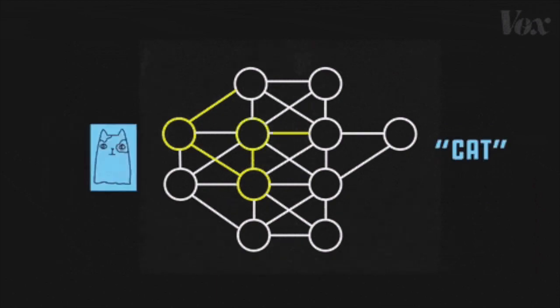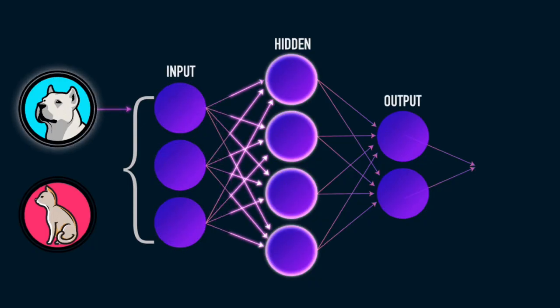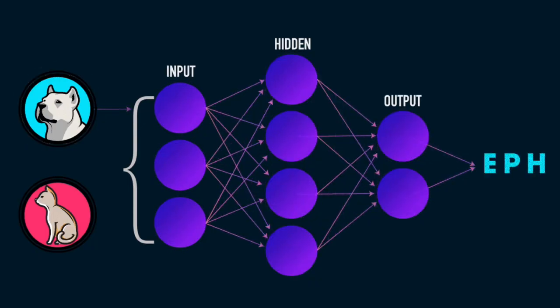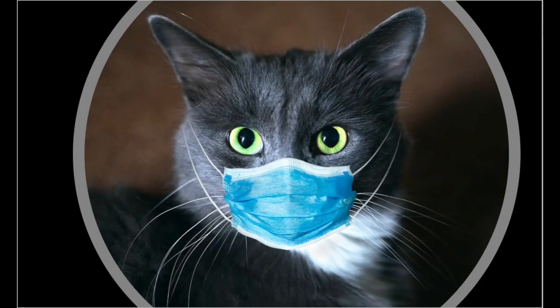Once the neural network is trained with sufficient dogs and cats, it predicts any new picture of a dog or cat correctly. Even my cat wearing a mask is detected just fine.